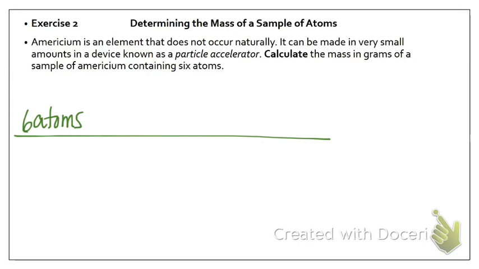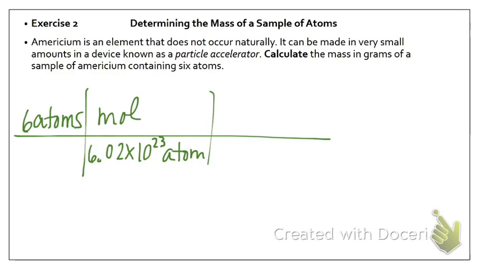6.02 times 10 to the 23rd, because there's that many atoms in a mole, right? Okay, so I can cross out atoms, and then I can use the molar mass of Americium. Periodic table's on the wall. It's 243. So we would do 243 grams of Americium over 1 mole.